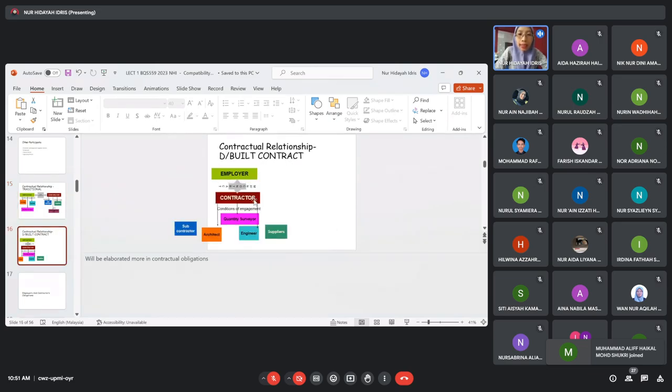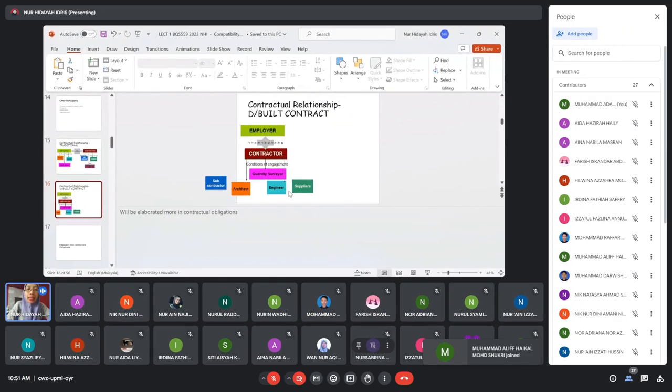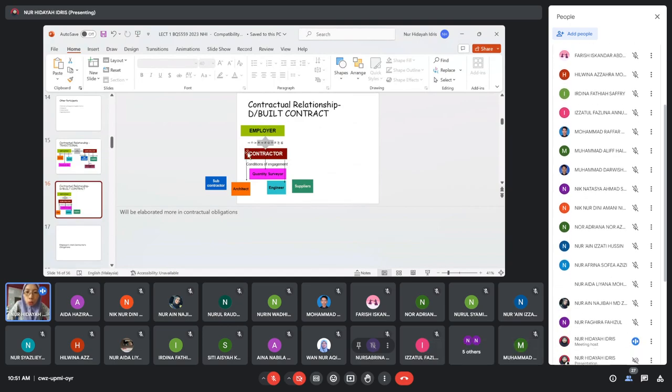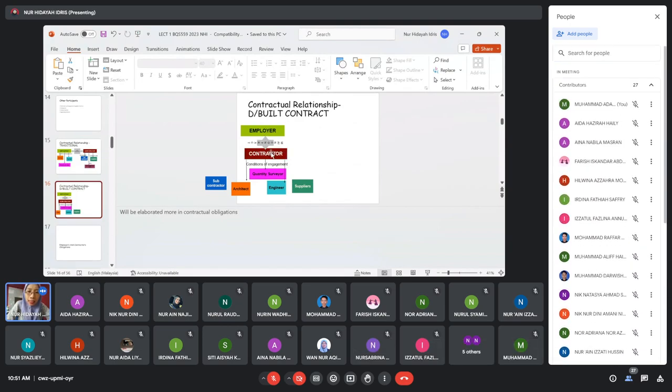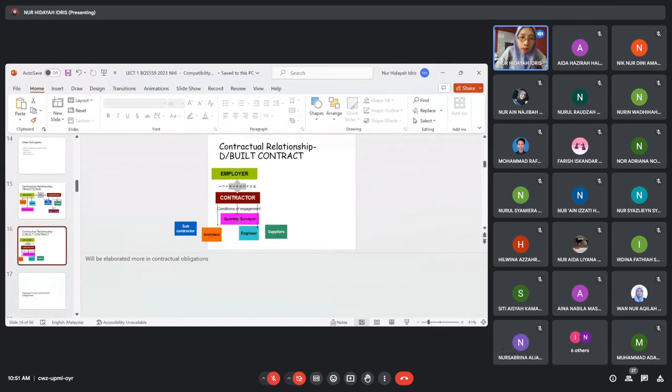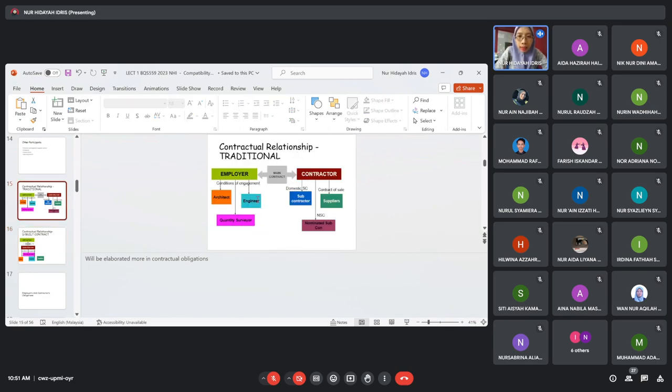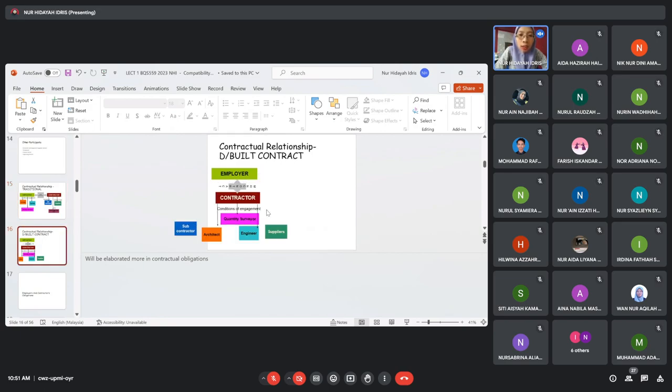Kalau design and build contract, if anything happens to the design, employer akan sue contractor. Contractor yang akan ada contract dengan dia punya own consultant dekat bawah dia ni, so contractor yang akan sue architect dia. Tapi main contract masih under employer dan juga contractor. It's just that kalau sini, all the consultants will be under the employer. If you look at here, all the consultants now move under the responsibility of the contractor.